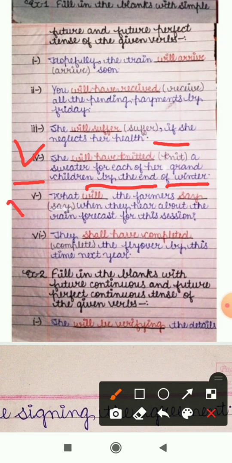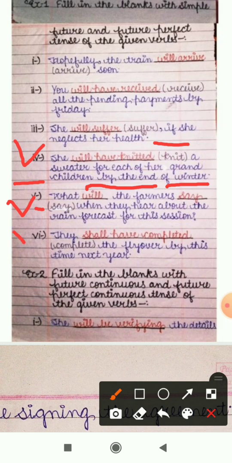Fifth sentence is: what dash the farmers dash when they hear about the rain forecast for this season. No definite time is given, that means we have to fill with future indefinite tense. That's why we have filled with will say, because the verb given was say. What will the farmers say when they hear about the rain forecast for this season?